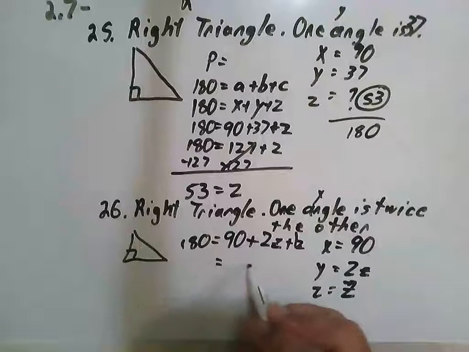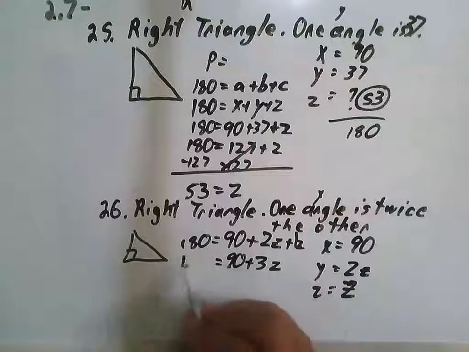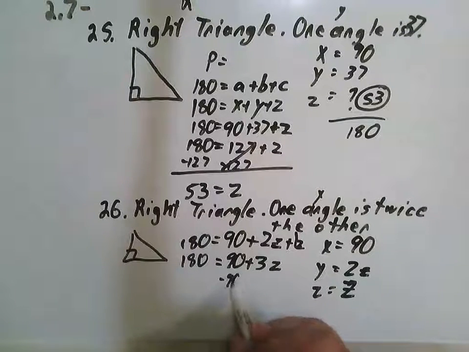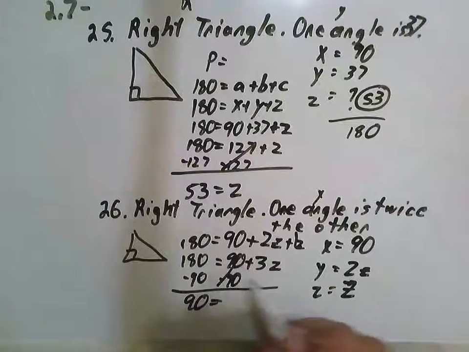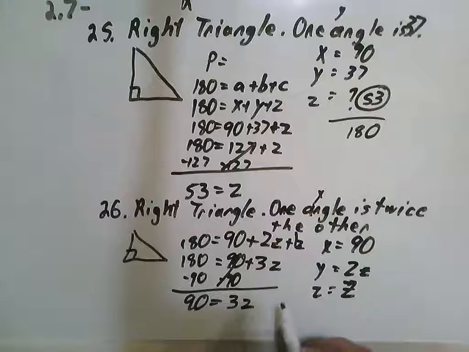So I'm going to add this together. 2z and 1z is going to give me 3z. And just bring my 90 down. Have to subtract 90 from both sides. Letters on one side, numbers on the other. It's going to give me 90. Remember, that allows that to disappear. So I know that 3z is equal to 90, so I'm going to divide both of these by 3, and that's going to tell me that z is now equal to 30.